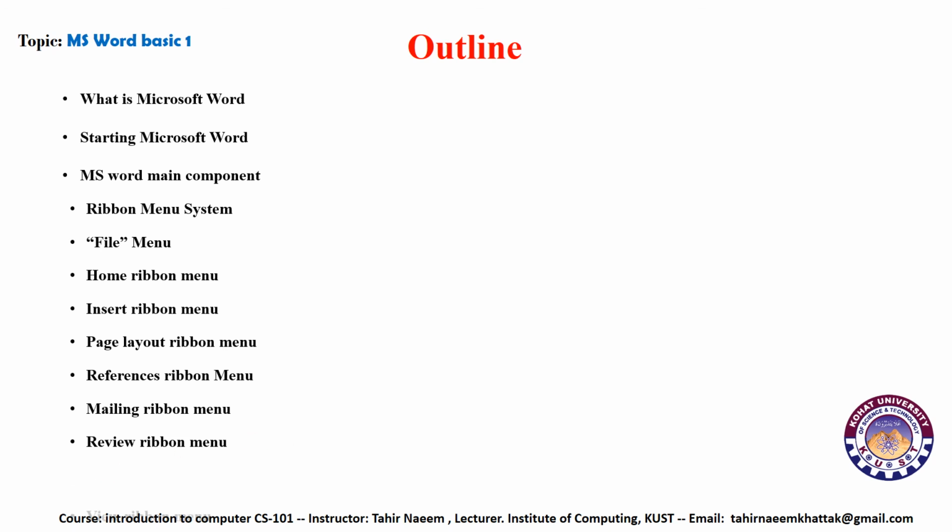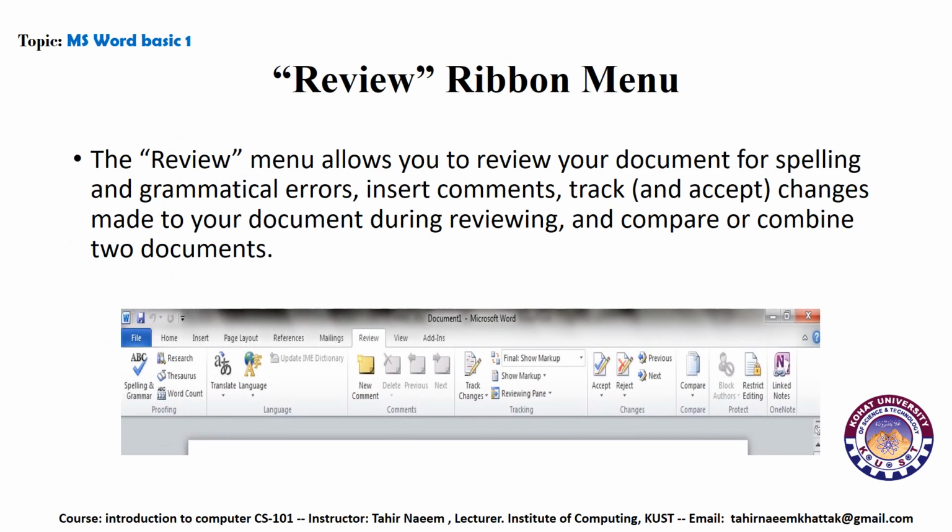Then we will discuss the review ribbon menu. The review ribbon menu allows us to review our document for spelling and grammatical errors, insert comments, track and accept changes made to our document during reviewing, and compare or combine two documents. So basically, as the name suggests, review is for when we have made the document and want to make changes or review it so that the different mistakes can be corrected. There are different groups like proofing, language, comments, tracking, changes, compare and protect.